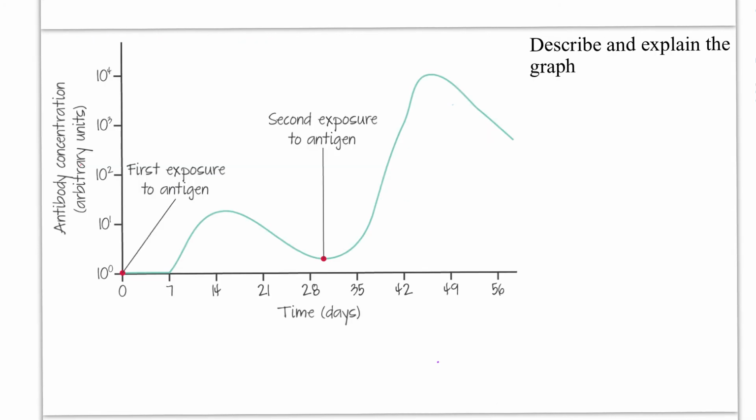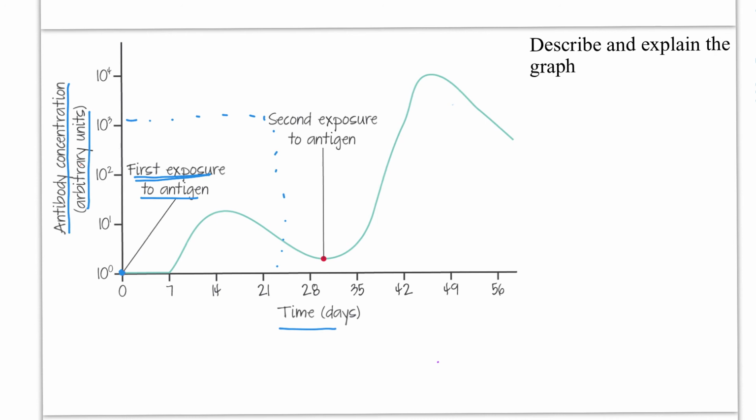So let's take a minute to look at this graph looking at the primary versus the secondary immune response. On the y-axis, we've got antibody concentration. This is just in arbitrary units, so you produce large numbers of antibodies in your bloodstream. And on the x-axis, we've got time. So let's have a look here. This bit here is your primary immune response. On day 0, you became infected with the pathogen, your first exposure to the antigen. So you became infected somehow with a particular pathogen.